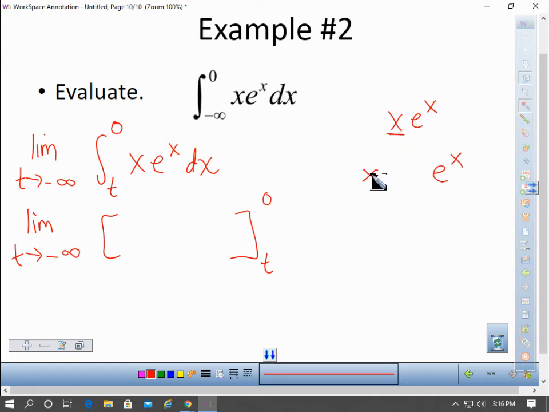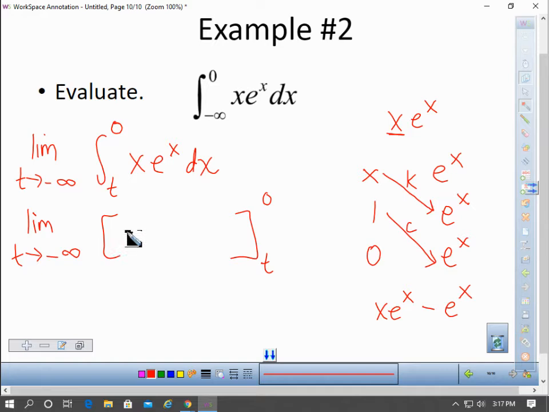So I start with x. The derivative of x is 1, and then the derivative of 1 is 0. And then in this column, e to the x, well, its antiderivative is e to the x. The antiderivative of that's e to the x. And remember, to find our antiderivative of this problem, we go diagonally, and we do keep, change. So it's going to be x e to the x, and then minus an e to the x. So that's our antiderivative for this problem.